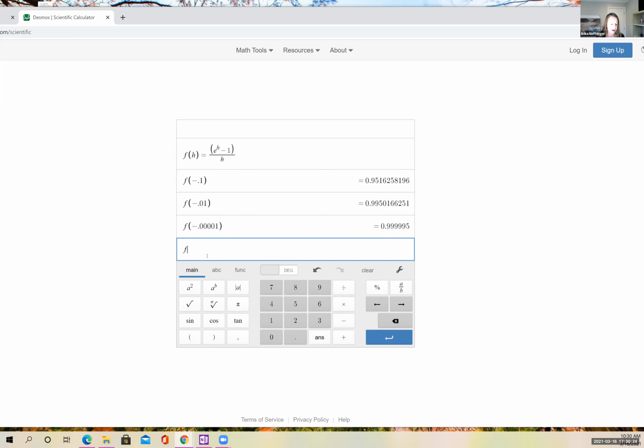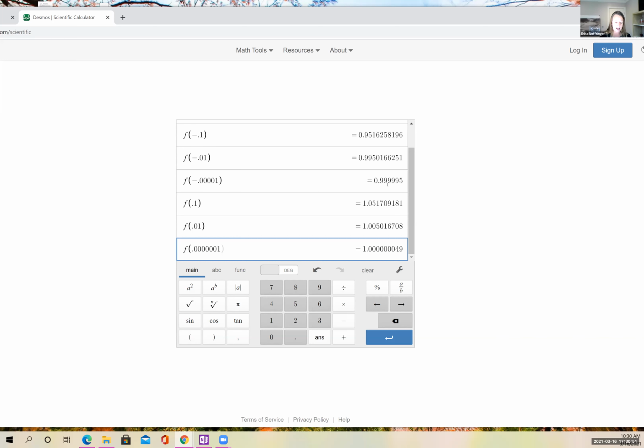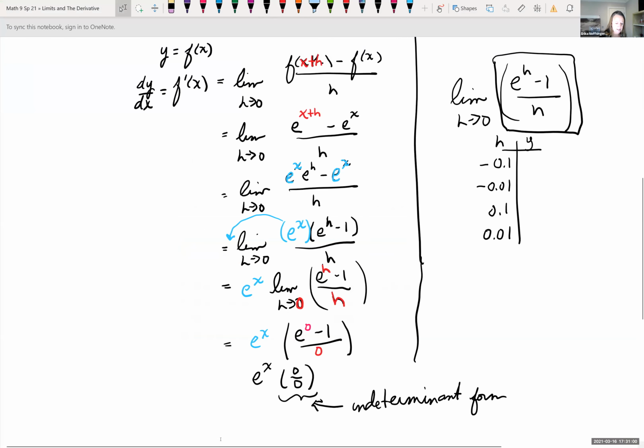Let's do the same thing on the right. f of 0.1 gives 1.05. As we get closer on the right, 0.01 gives 1.005. How about 0.0000001? Notice this is 1 point, lots of zeros, and then 49. Looking at this, as we approach from the left and the right, the y value we're getting closer and closer to is 1. So we're going to say that our limit as h approaches 0 of e to the h minus 1 over h is 1.